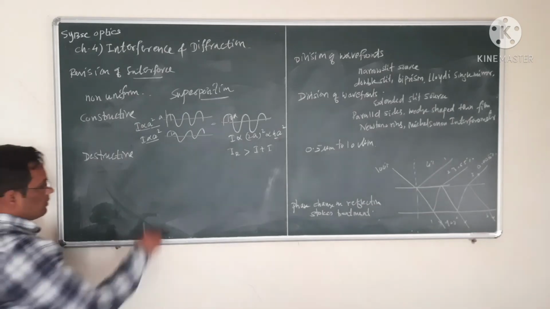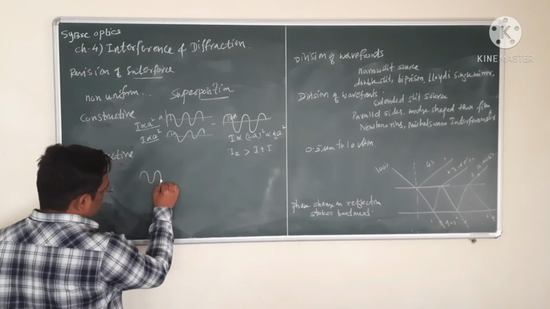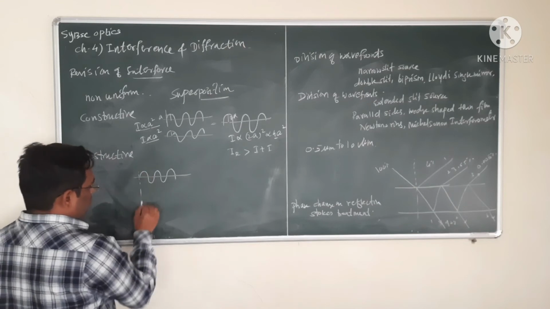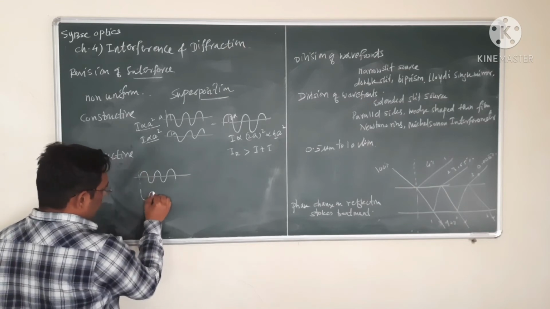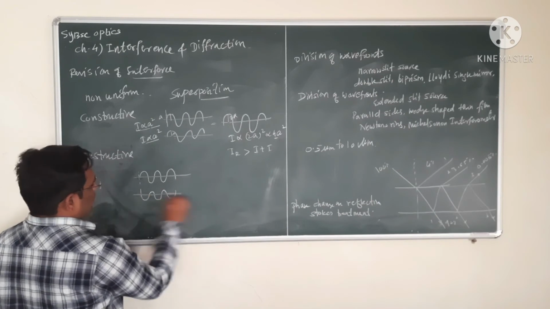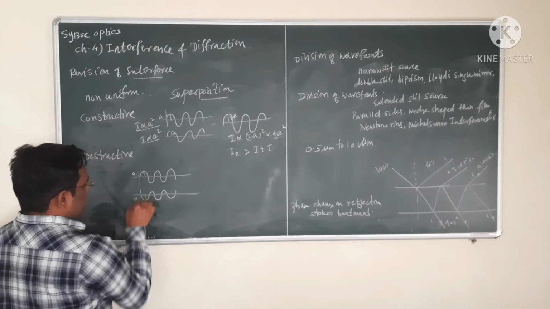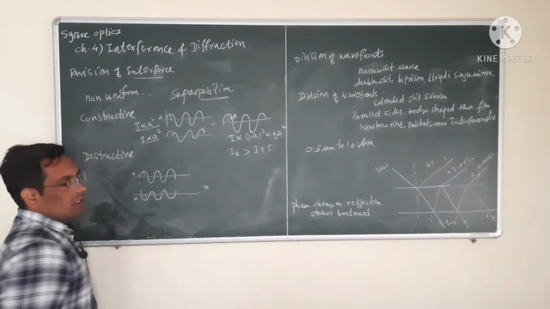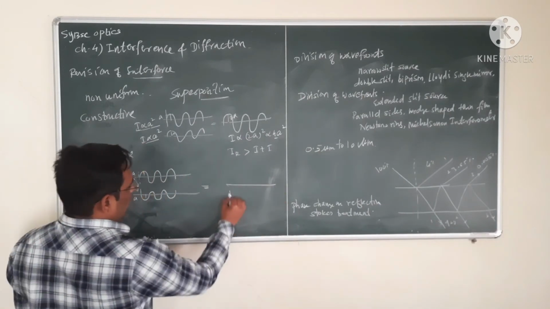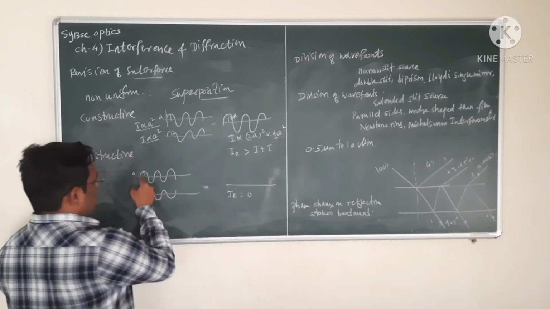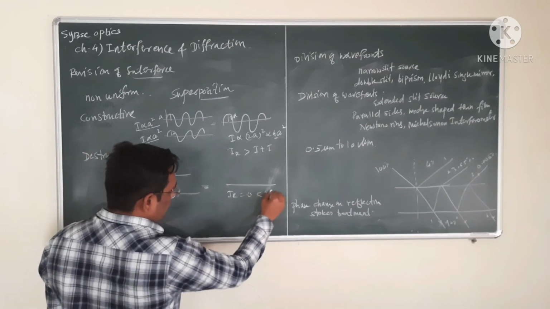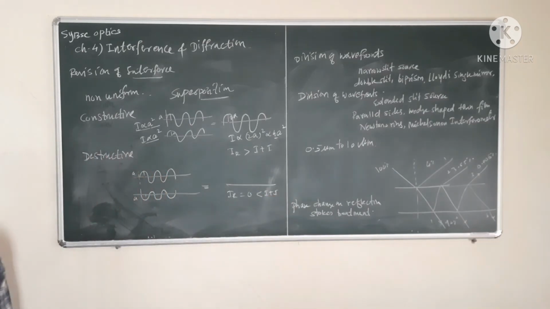In destructive interference, we have a wave which is traveling like this, and another wave which is out of phase from this wave. Out of phase means what? This wave is moving like this. Now amplitude is A, amplitude is A. These two waves are out of phase with each other. If you allow these two waves to interfere, then we will get destructive interference, and amplitude of resultant is 0. Why? Because A minus A becomes 0. So here amplitude of resultant wave is less than individual amplitude addition. That's why this is known as destructive interference.